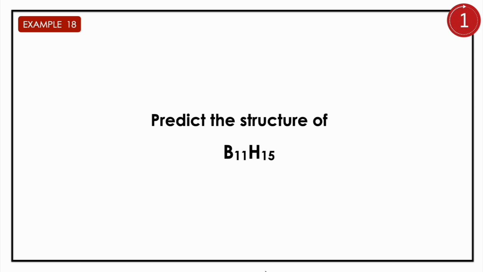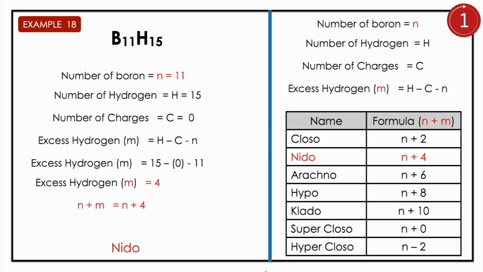Then the next example, here you have B11H15. You should find the structure of the molecule using Wade's rule. B11H15 is the simple borane. So straightforward, we will find excess of hydrogen. For that, first step will be identifying number of boron, which is N equals 11. Then hydrogen, which is H equals 15.